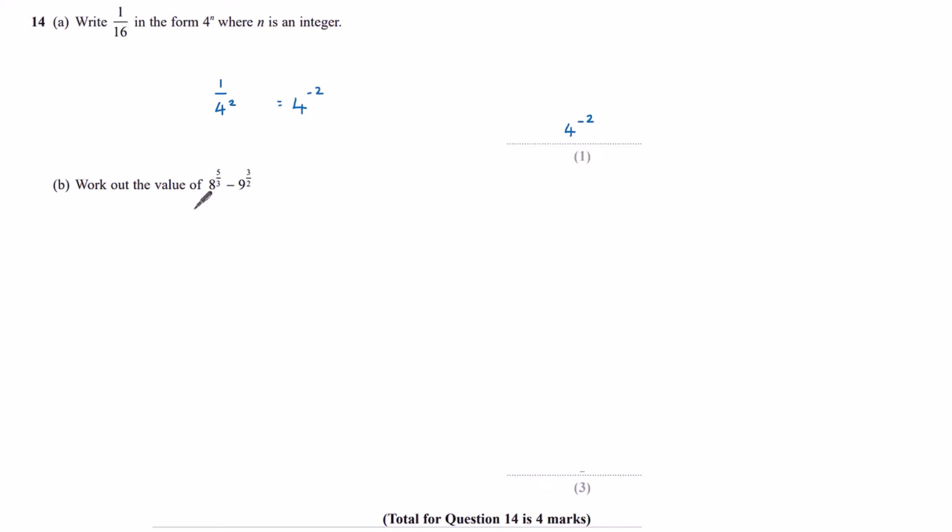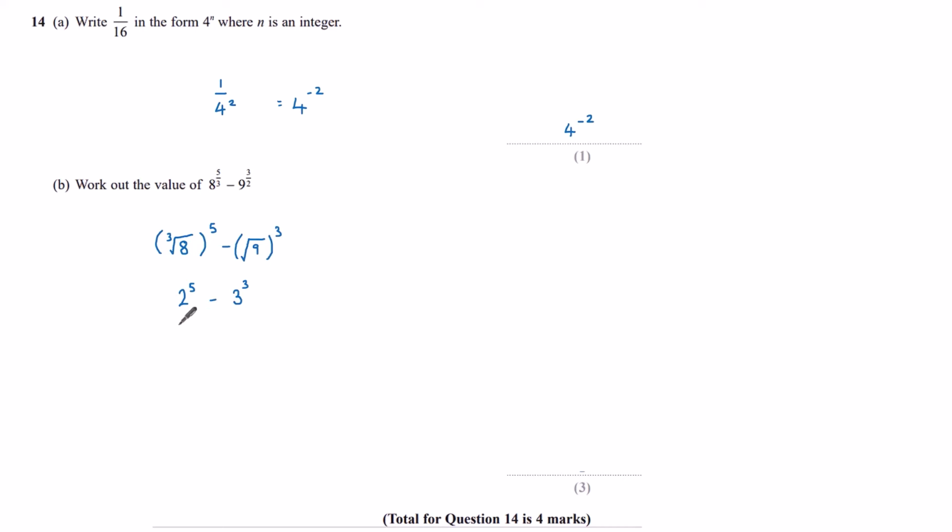Part B, work out the value of 8 to the power 5/3 minus 9 to the power 3/2. Now, when you have a fractional power, the number is rooted by the denominator and then raised to the power of the numerator. And so this is the same as the cube root of 8 to the power 5 and the square root of 9 to the power 3. Cube root of 8 is 2, and the square root of 9 is 3. So this is the same as 2 to the power 5 minus 3 cubed.